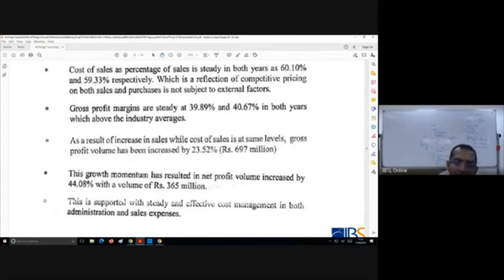Then, steady raw material cost, steady direct cost, steady gross profit margin. As a result of the increase in sales, while cost of sales is at the same level, gross profit volume has increased. That's the margin, this is the volume, right? Volume has grown by 23%.